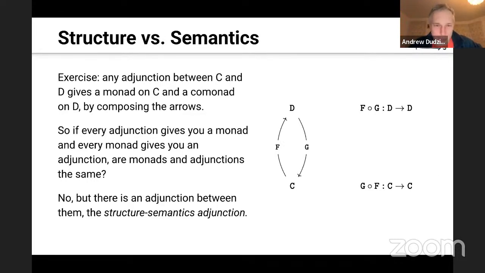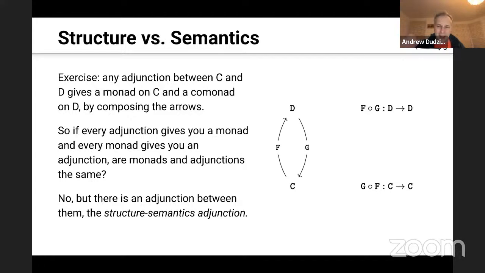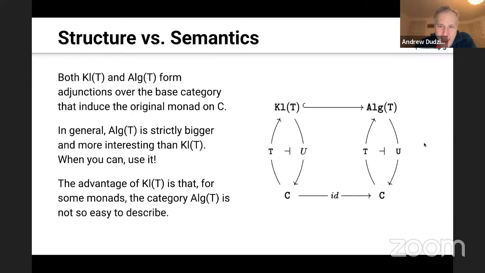So there's an adjunction between the category of monads and the category of adjunctions, and it's called the structure-semantics adjunction. So I'm emphasizing the fact that the word to assign to monads is structure, and the word to assign to their algebras is semantics. So remember, the algebras sit over Set in an adjunction, and in fact, both the Kleisli category and the Eilenberg-Moore category live in an adjunction over the original category.